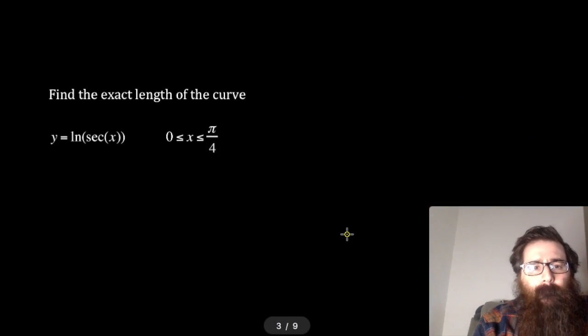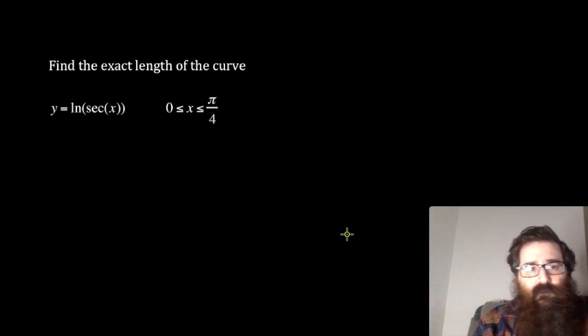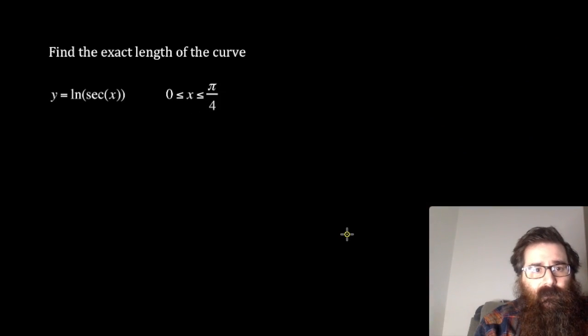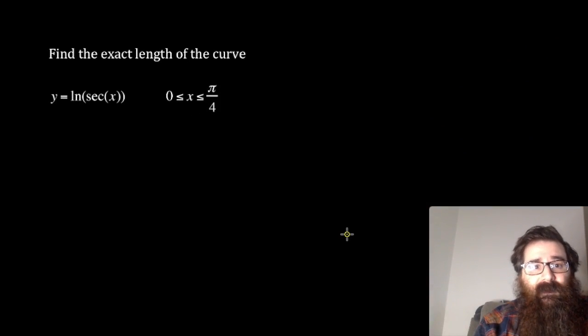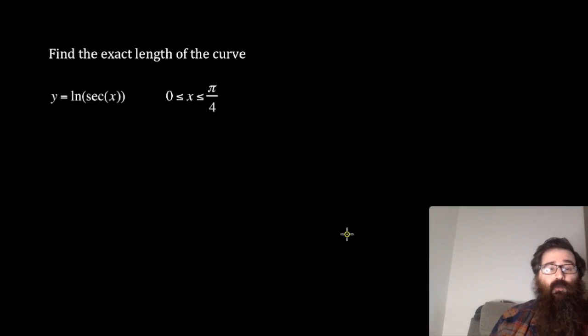We'll take a look at one more example here for arc length, and then we'll move on to the next bit of material that we're sort of reviewing on. Find the exact length of the curve. Here we have y equals natural log of secant of x, and that's from 0 to pi over 4. This is going to be an interesting one.